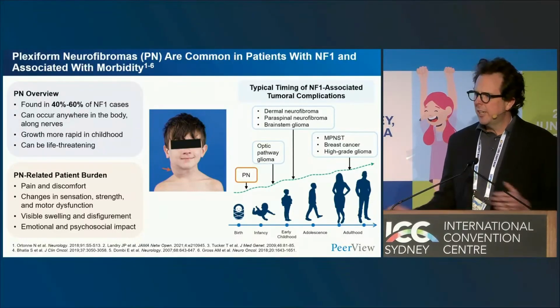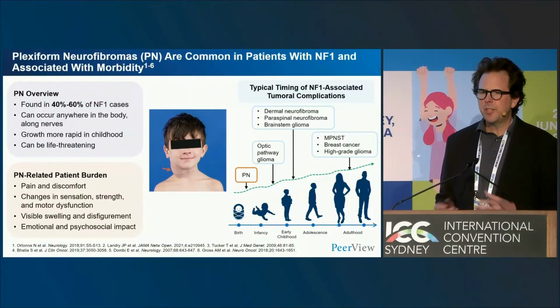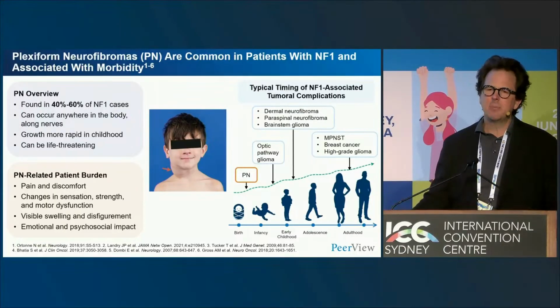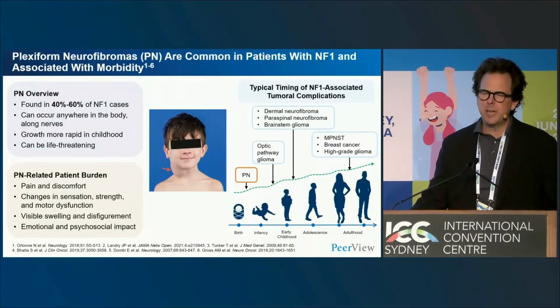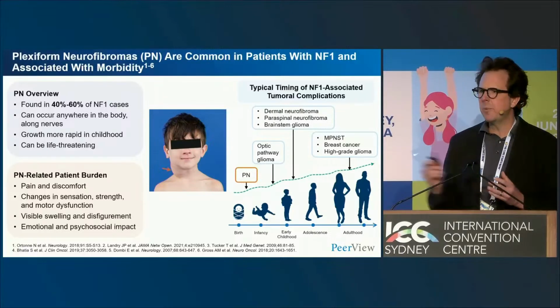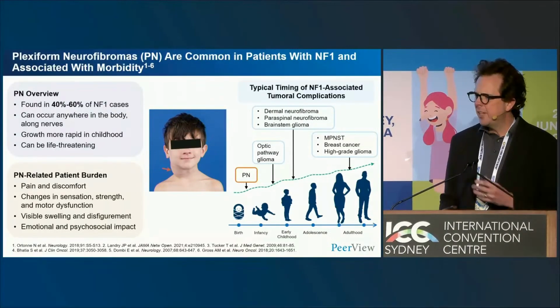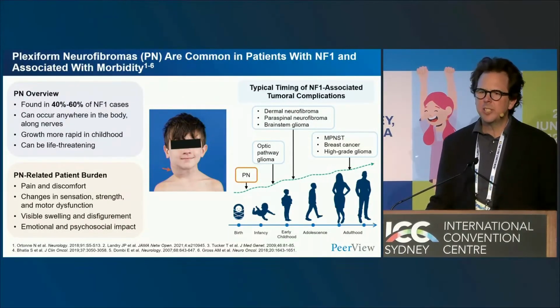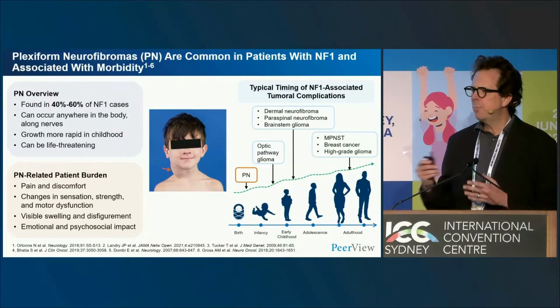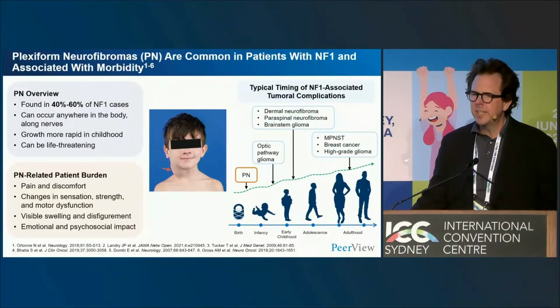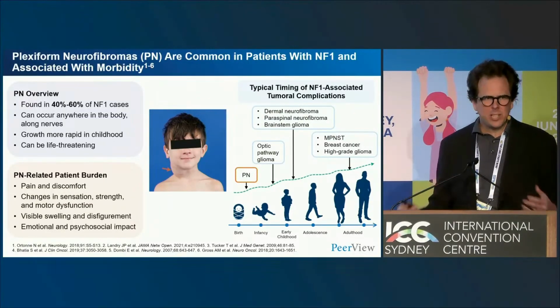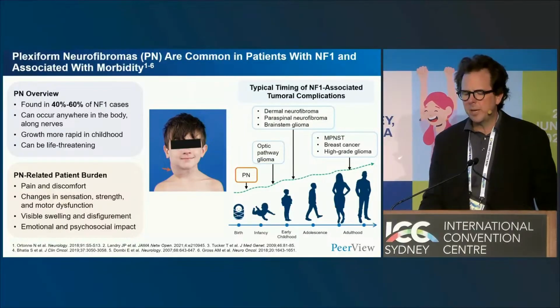The cartoon on the left was also, I think, important to illustrate the long-term surveillance that is needed for patients right across the paediatric, AYA and adult spectrum, and that the associated complications and different diseases that are associated with NF1 occur predictably across the lifespan. And that's important when we're devising long-term surveillance protocols for this patient group.